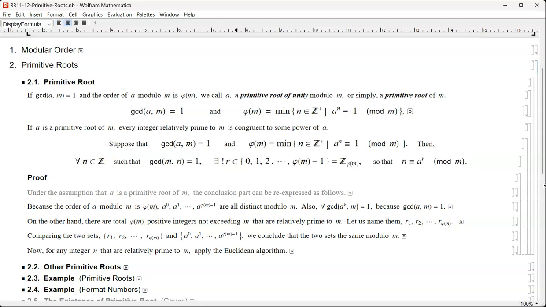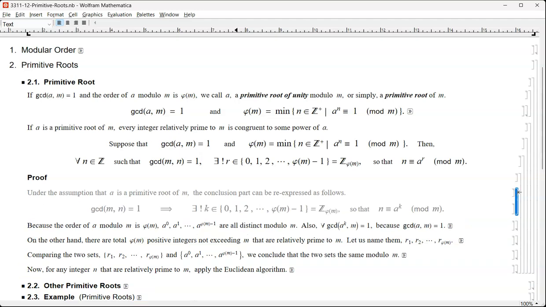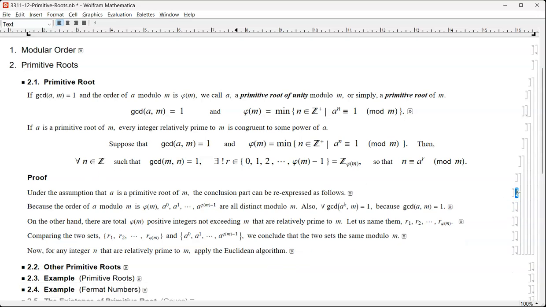Let's prove it. By the way, this conclusion can be re-expressed alternatively using the conditional statement, because this is a universal quantifier. You can always do that if you're interested, but that's just a digression. Let's come back to this and let's prove it.